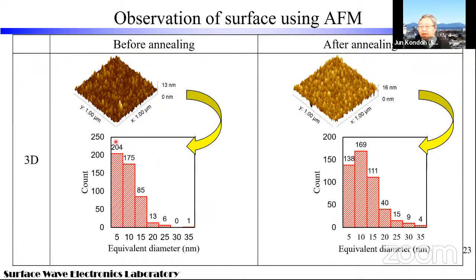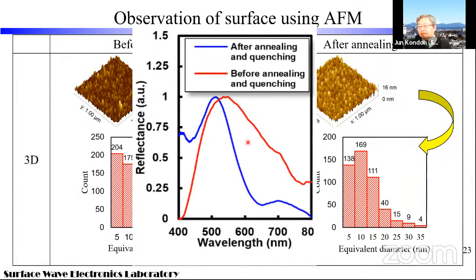The small nanoparticles decrease, and the average diameter of the nanoparticles is around 10 to 20 nanometers. So this is one effect of the short time annealing and quenching. And also, we measure the fundamental spectra before and after annealing and quenching. Before annealing, the full width at half maximum is wider than after annealing and quenching, the blue result.